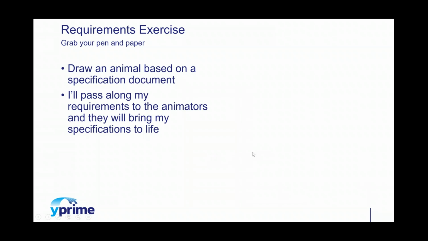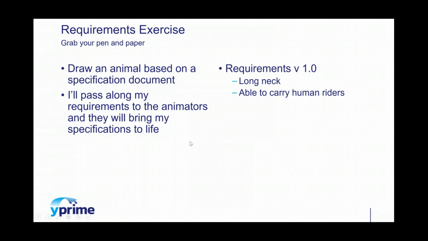So I have just spoken with our client, and they have asked us to draw an animal based on the specification document that I'm going to give you in a moment. Again, I'm the project manager, you're our developer, so I hope you've got your pen and paper in hand. So I'm going to pass my requirements over to the animators, which are all of you on the call today, and you're going to help us bring our specifications to life. Okay, here we go. First specification. Our animal has a long neck, and our animal is able to carry human riders.